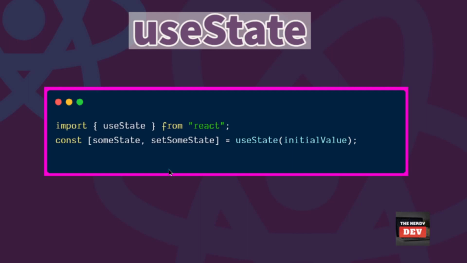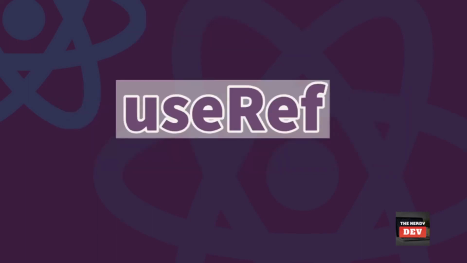Also, we do need the state updating function as well, because without it, the UI will never update. Now suppose we have a use case in which we don't need to trigger a re-render, but we need to persist the value across the re-renders. So this we can achieve using the useRef hook. So let us see an example to understand the useRef hook.